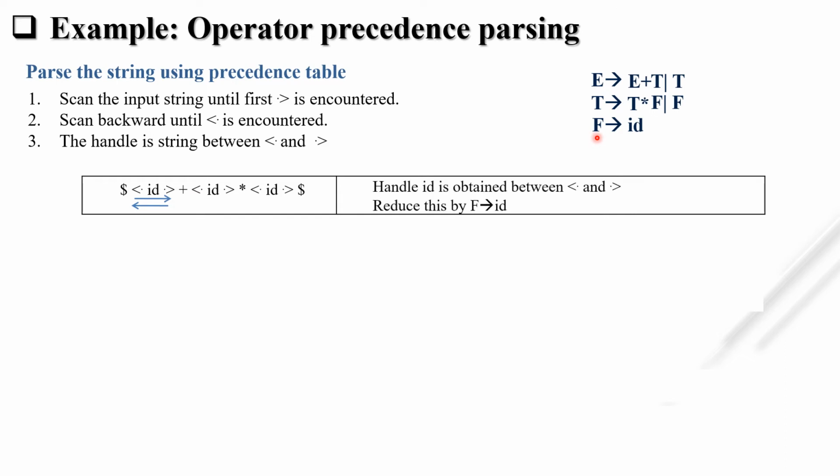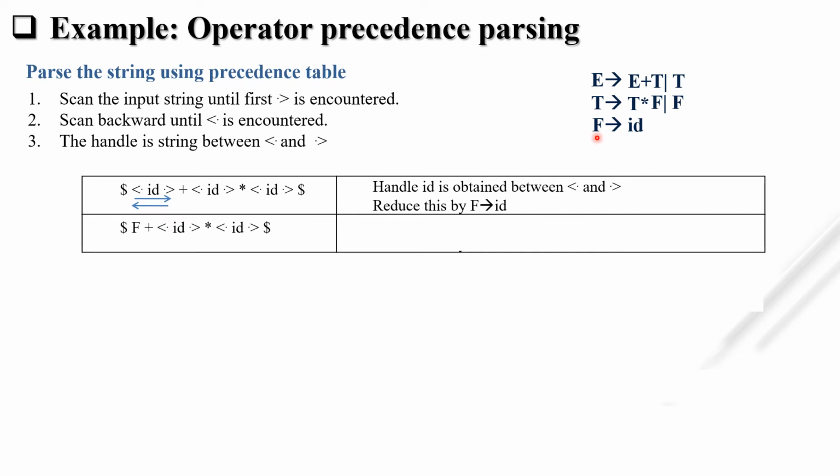So we reduce f to id and we get the string f plus id into id. Now once again we repeat this method: scan the input string until the first greater than symbol is encountered. The first greater than symbol is here. Scan backward until the less than symbol is encountered, so we get here. The handle is the string between the less than and greater than symbols. So this is our next handle, that is id, and we have to replace it with f.